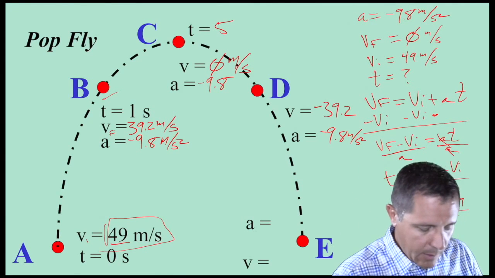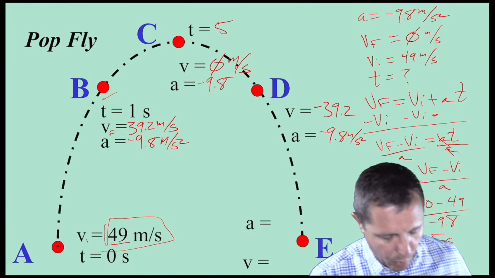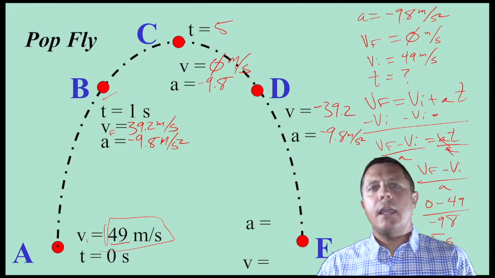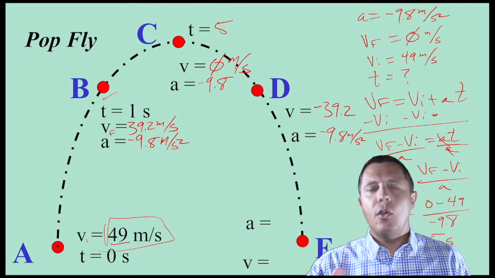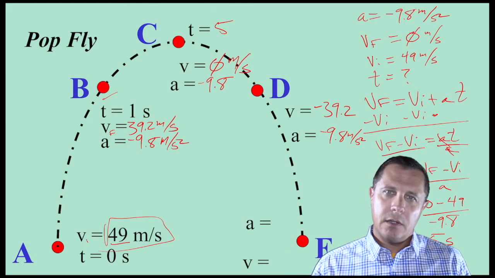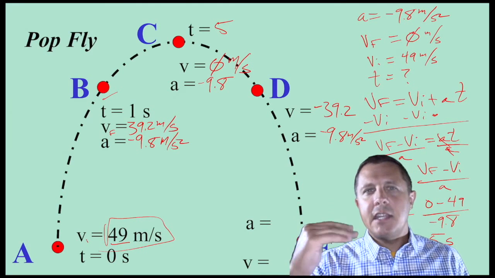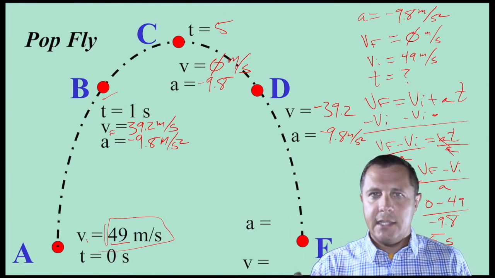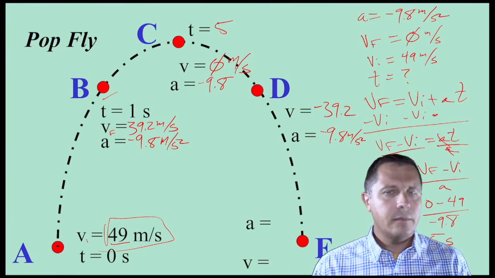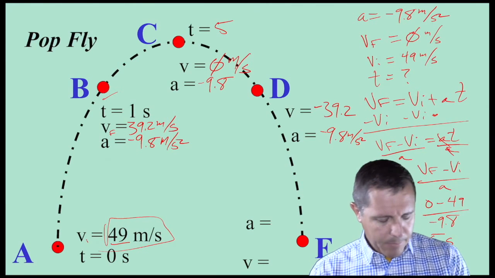Okay. Now, let's finish the bottom part. So at point E, whenever you do a pop fly and something's about to hit, don't assume that it hit the ground and the velocity is 0. Anytime a teacher asks a question, they're really going to say, at the instant before it hits. So don't just assume the velocity is 0. Don't do that.